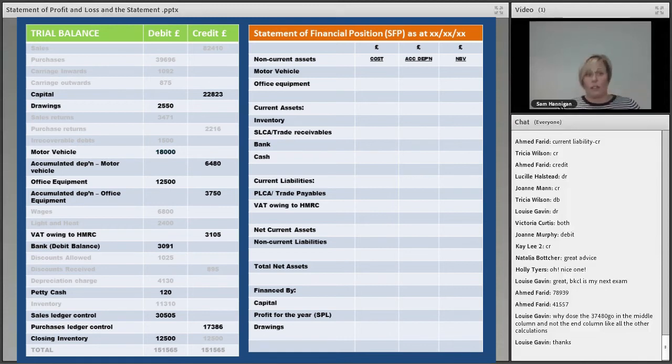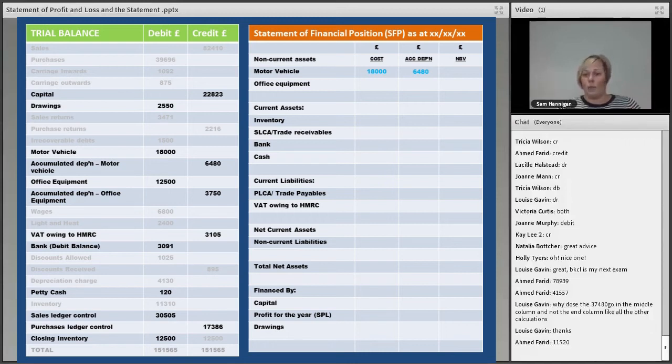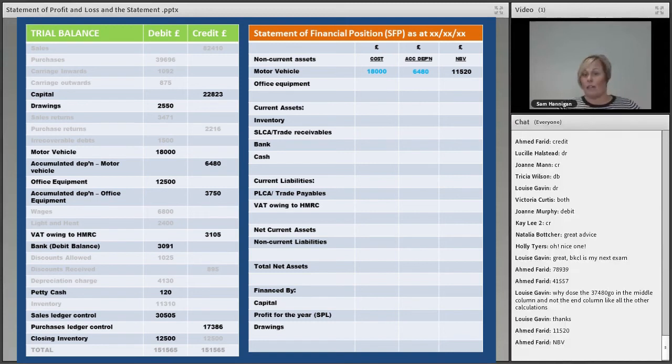Okay. So the first thing we're going to do is we've got motor vehicles, which we are going to put into our statement of financial position of 18,000, and then we're going to enter in the accumulated depreciation. Now what you need to remember with this is you're working out the value of it. Well, we've written off £6,480 worth of depreciation already, so you're taking that off the 18,000 to gain a carrying amount of 11,520, okay, or net book value. That's fine.